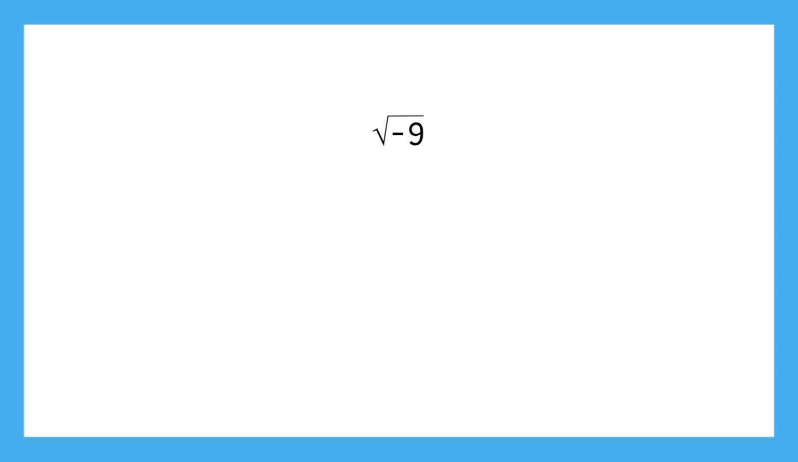To put it simply, no. There is no real number that can be squared to make negative 9 or any other negative number. We call this undefined. The square root of any negative number will be undefined.